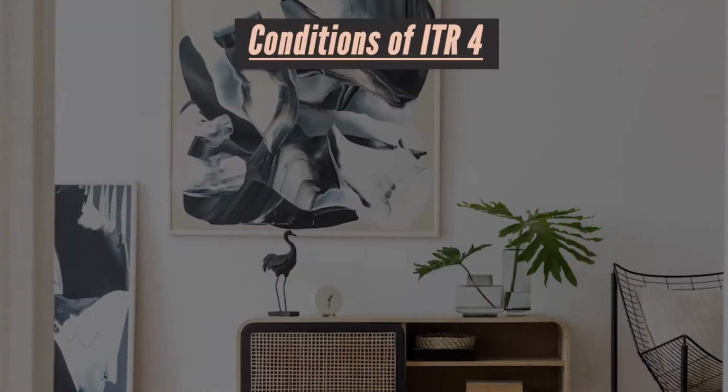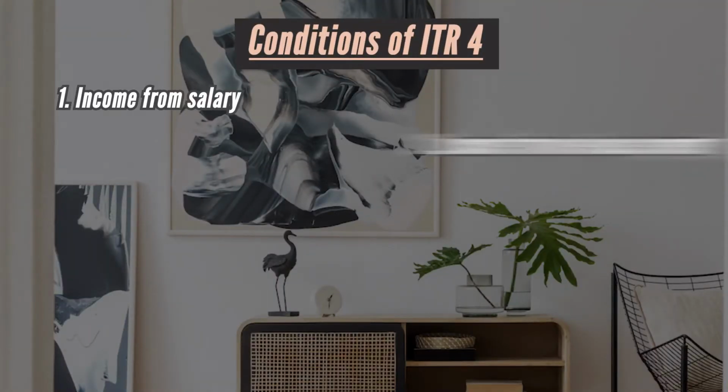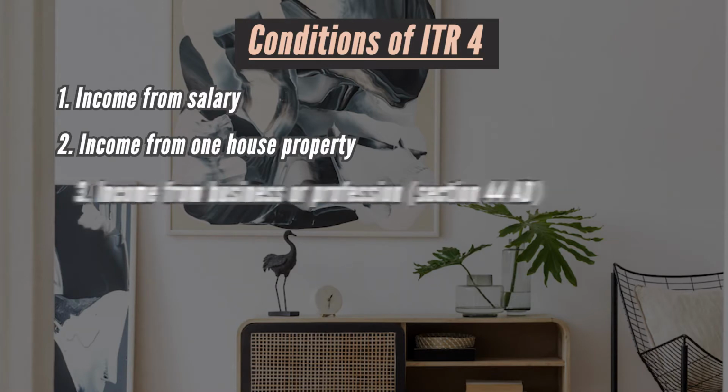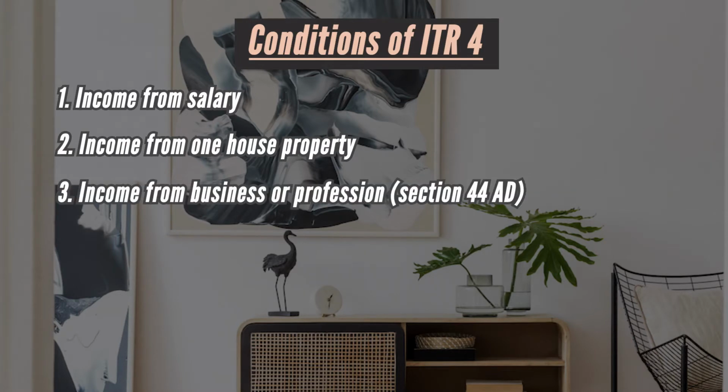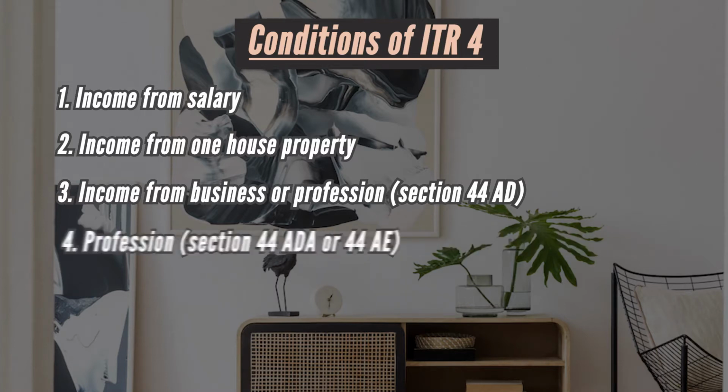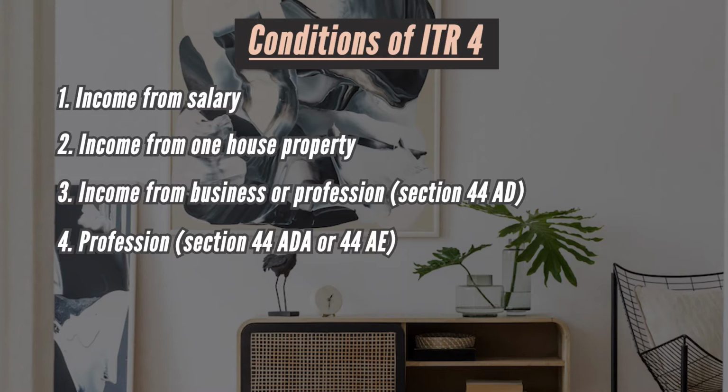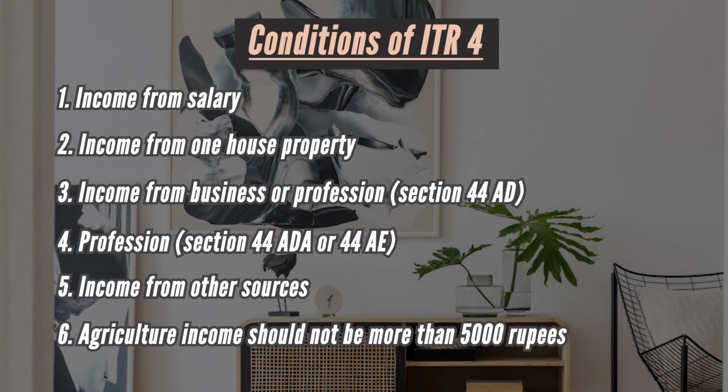Let's discuss the conditions of ITR-4, that is, you may have your income from salary, you may have income from one house property, you may have income from business or profession which is taxed under section 44AD, or if you have a profession and it is taxed under section 44ADA or 44AE. In such cases only you will be eligible to file ITR-4. If not, then you have to fall back on ITR-3 if you also have income from business or profession. And you may also have income from other sources, and your agriculture income should not be more than 5,000 rupees.